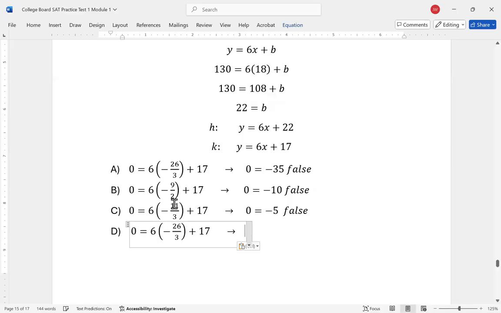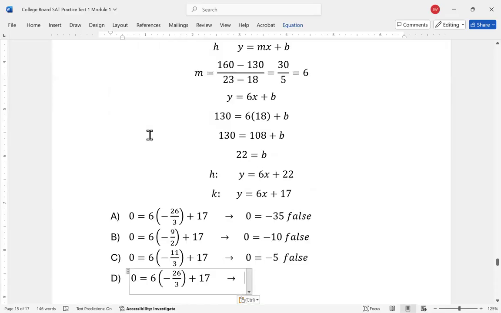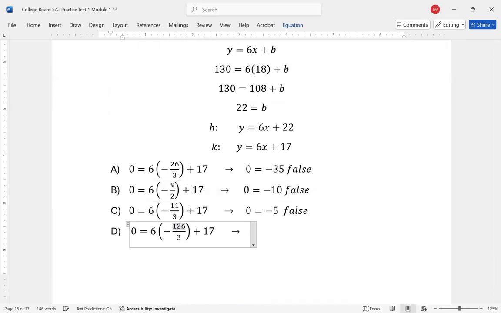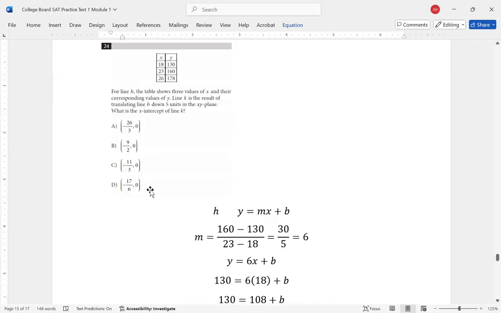And then the last point that I have to plug in is negative 17 over 6 comma 0. So plug in negative 17 over 6. You'll get 0 on the left-hand side, and it turns out you also get 0 on the right-hand side. So this answer is true, and that means D is the correct x-intercept of line K. So D is the right answer. That gives me a true statement.